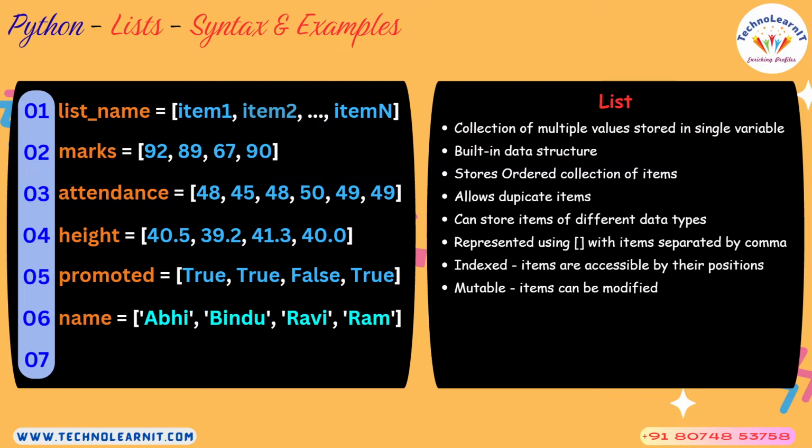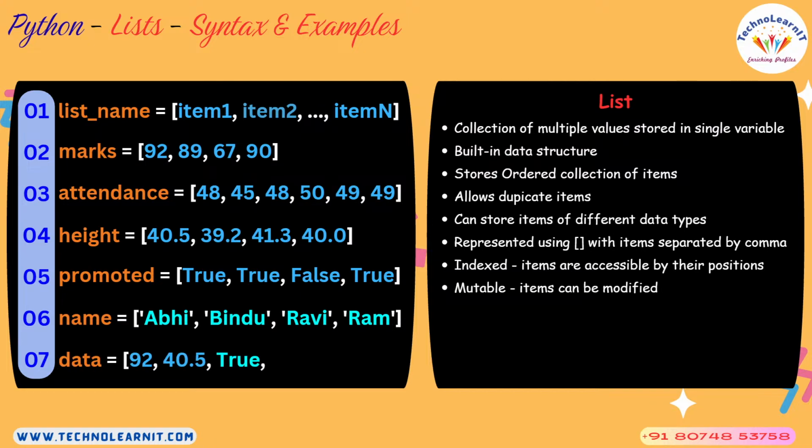Name is the name of this list on line number 6, and each element within this list is of type string. Abhi is a string class. Bindu is a string class type. Ravi is a string. Ram is a string. So you have stored string type of data in the list named name.